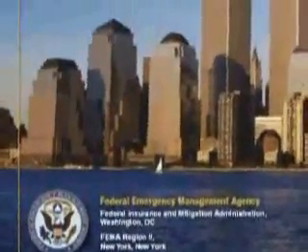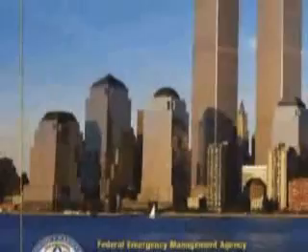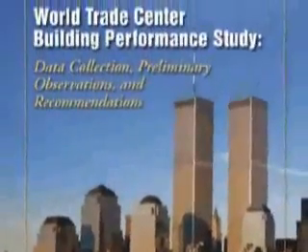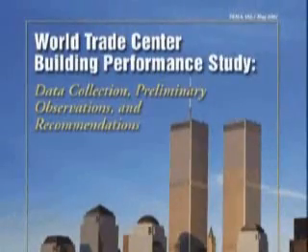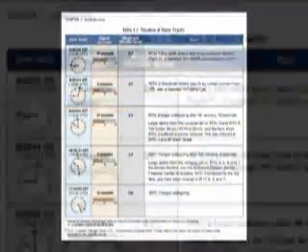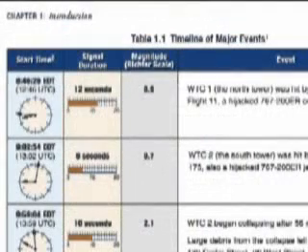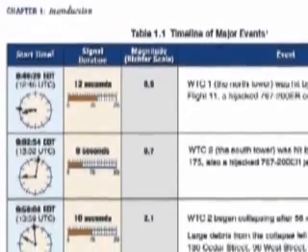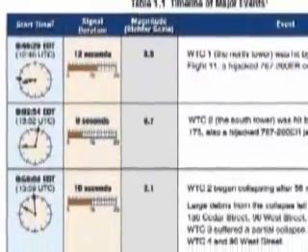Perhaps the clearest evidence of controlled demolition was published as early as May 2002 in the Federal Emergency Management Agency's preliminary report and has been in plain sight all this time. If we look at this chart listing the impact and collapse seismic statistics, we find several illogical results that have apparently been overlooked by the Blue Ribbon team of experts who compiled the report.